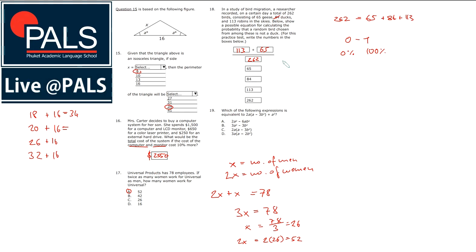Which of the following expressions is equivalent to 2a(a - 3b)² + a²? So here we can solve the brackets. First, expand the brackets. That means we need to multiply everything that's in the brackets with the term in front. 2a times a is 2a squared.